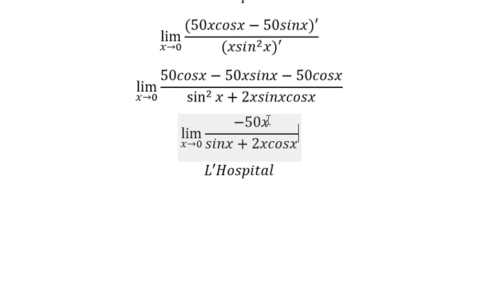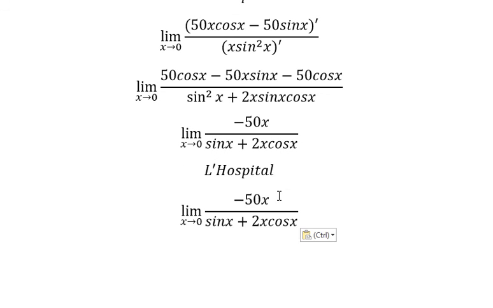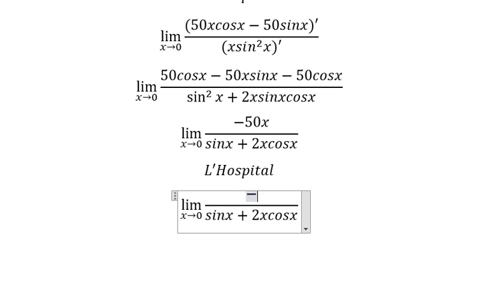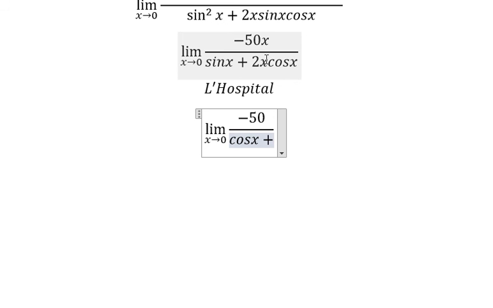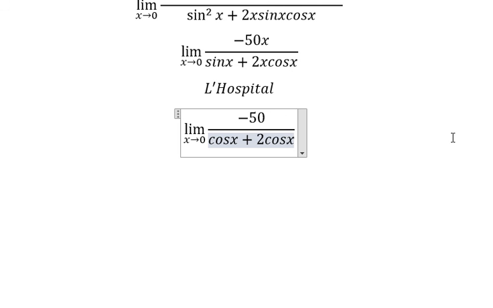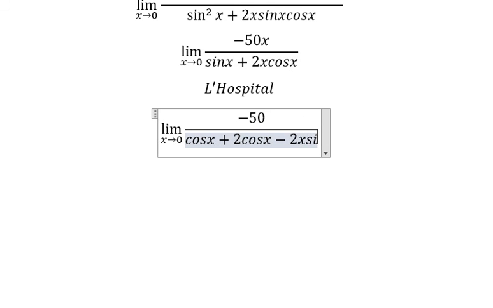So we take the derivative of negative 50x and the derivative of sine x plus 2x cosine x. On the numerator you get negative 50. For the denominator you get cosine x plus, we take the derivative of x, so we get 2 cosine x. Then we take the derivative of cosine x, you get negative 2x sine x.